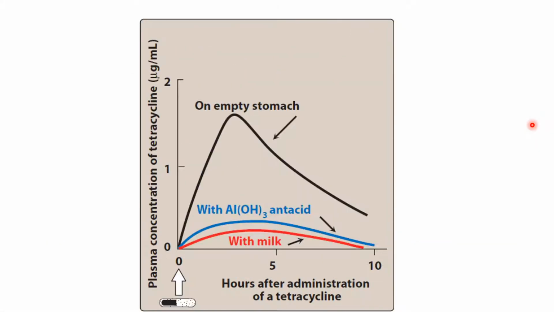So this is the explanation. When you take it orally, on an empty stomach, you have good concentration. But if you take it, for example, with an antacid, like they sell this aluminum... what is the name for this substance?